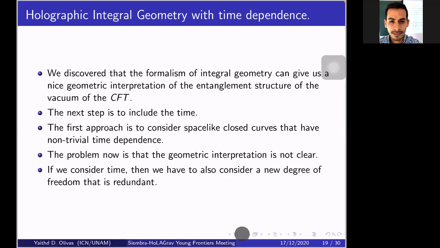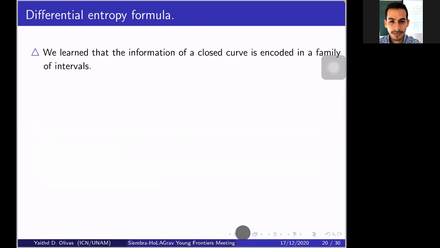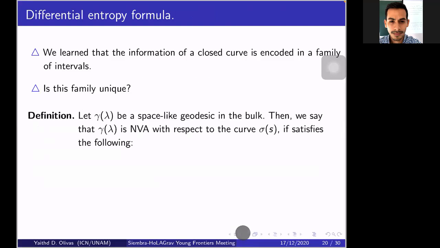And it's not clear because when time is present, we have to consider a new degree of freedom that is redundant. It's like a gauge degree of freedom. So to explain that, I'm going to say a little bit more about a new concept. What we also have learned is that the information of a closed curve is encoded in a family of intervals. But you can ask if this family is unique. And the answer is that it is not unique. We can consider another family of intervals that also contain the same information.